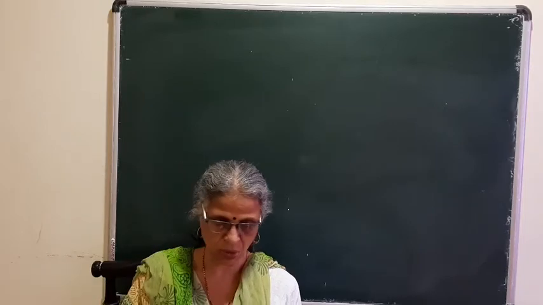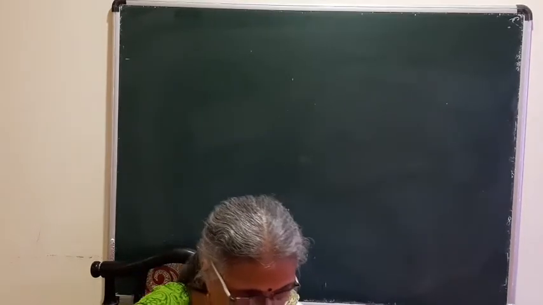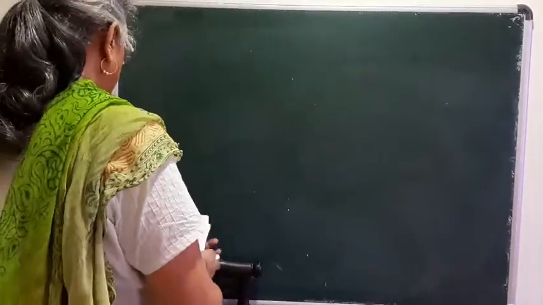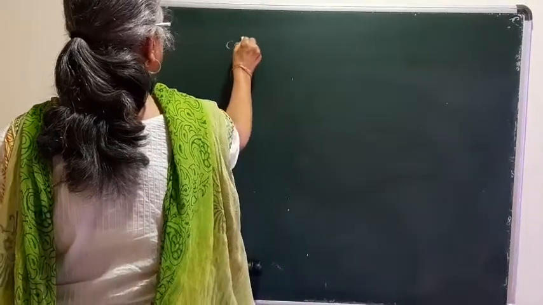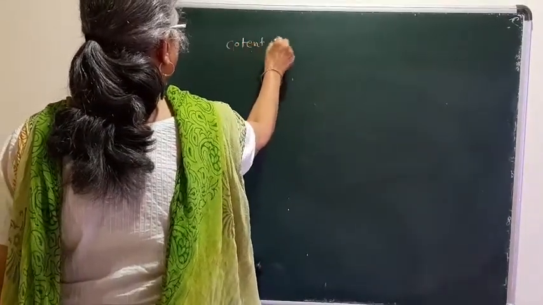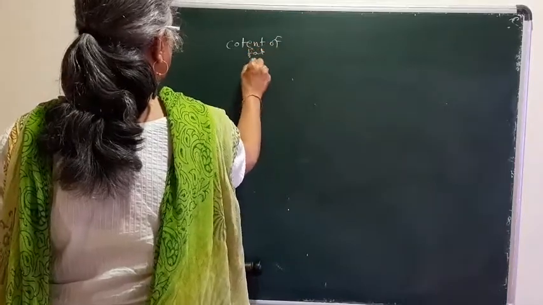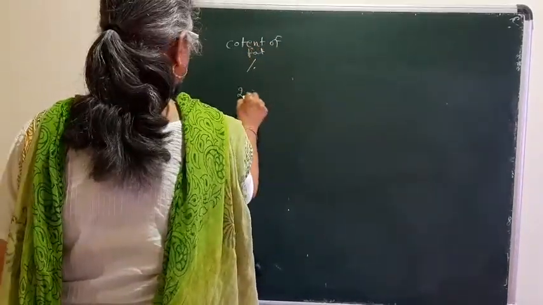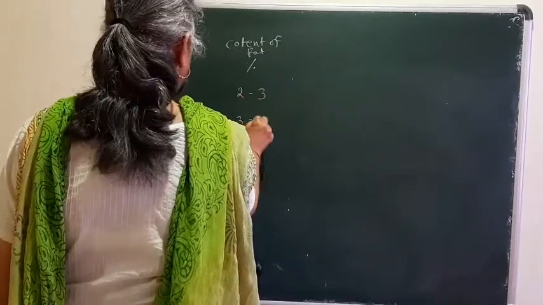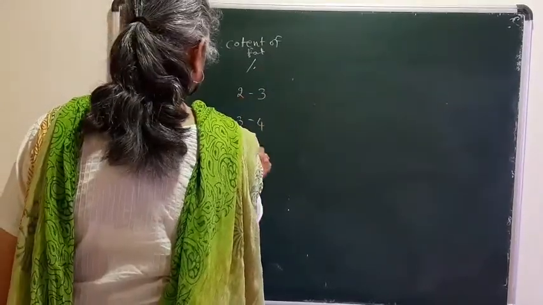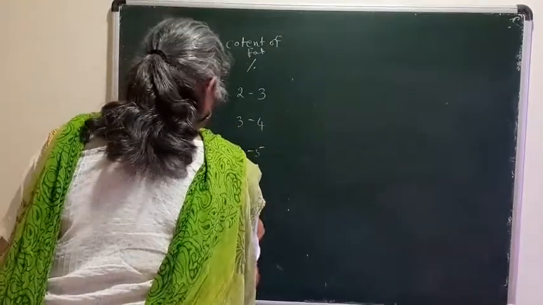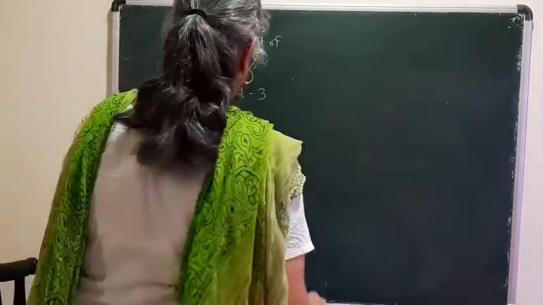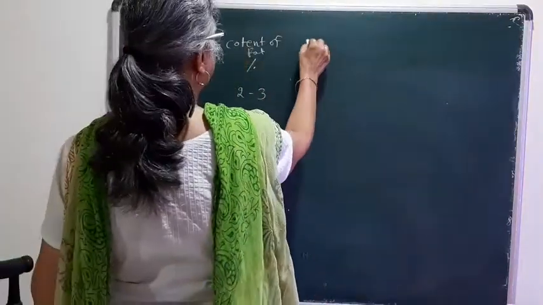Followed? So that is how you are going to solve, and then you are going to substitute that in formula and do correct calculation. So I will show you the first sum. Content of fat percent: 2 to 3, then 3 to 4, 4 to 5, then 5 to 6, and then 6 to 7. Then milk collected in liters.